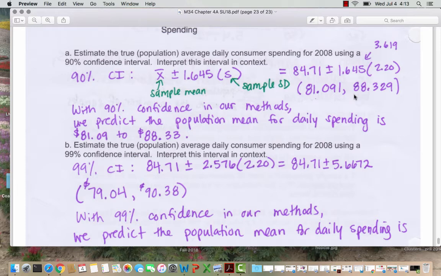So remember, when we make a prediction, we always want to give a range, not a single value. If we just give a point estimate, we're probably wrong. If we give a range here, we've got a much better chance of being right. In this case, for part A, we are 90% sure that we're right because we're 90% confident in our calculation.